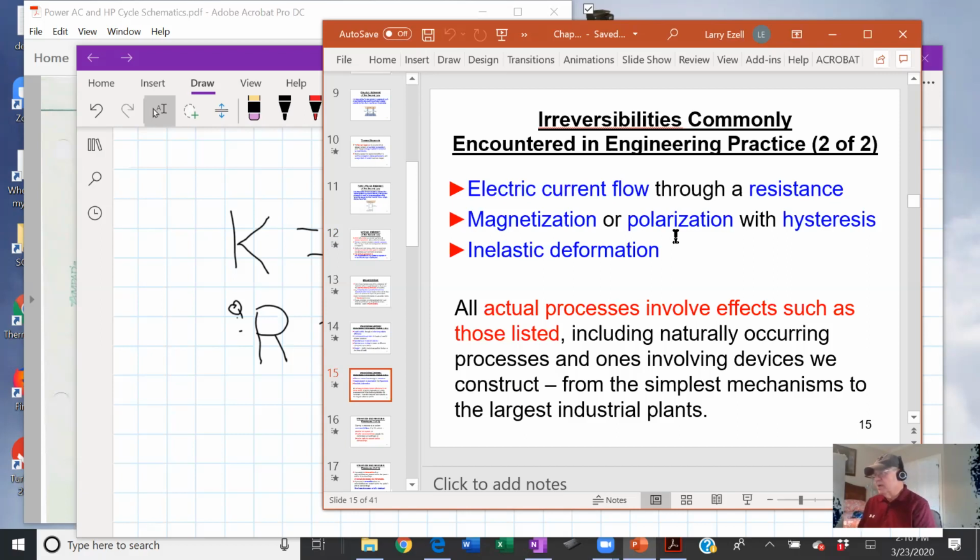I'm reading the last paragraph. All actual processes involve effects such as those listed, including naturally occurring processes and ones involving devices we construct, from the simplest mechanisms to the largest industrial plants. Irreversibilities are everywhere, but that doesn't mean we can't take reversible thermodynamics and make some good calculations, and we'll know pretty close to the best we can get. Those calculations are very important, even though we'll never get quite the performance or efficiencies that the calculations tell us we'll get.